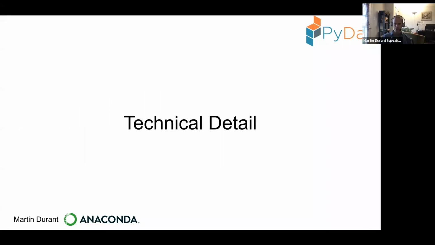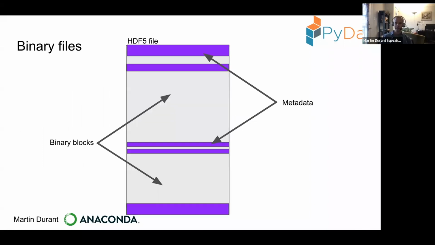So I'm going to go into the detail of how this actually works. First of all, here is an HDF5 file. And again, different types of binary storage have similar properties. In an HDF5 file, you have some metadata. This might be spread around the file in various places, here marked in purple. And you also have binary data blocks. These might also be interspersed. There might be one of them. There might be many of them. They might be the same size as each other. There's a whole lot of different possibilities.